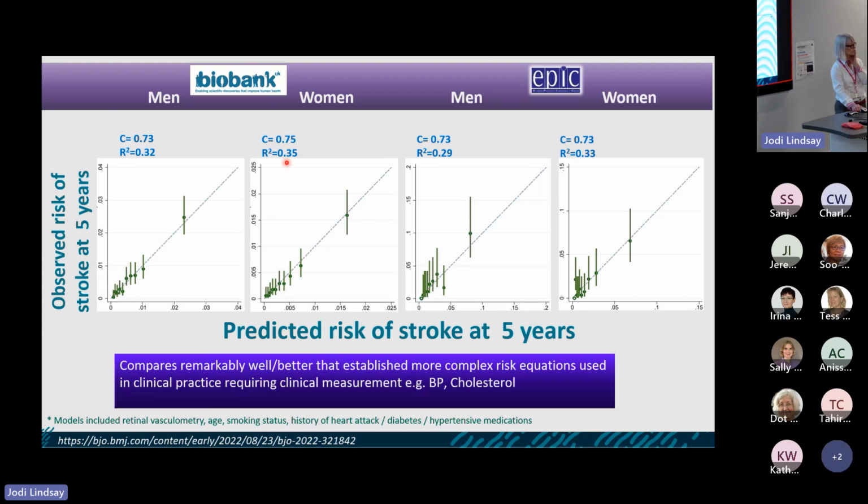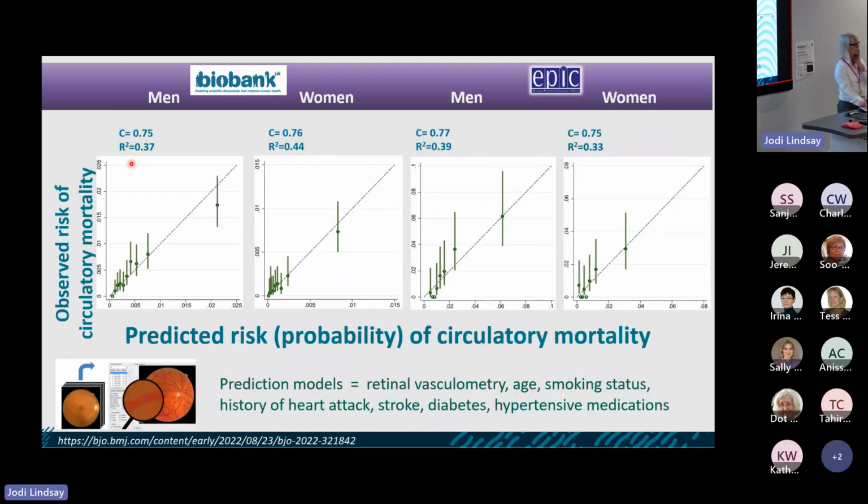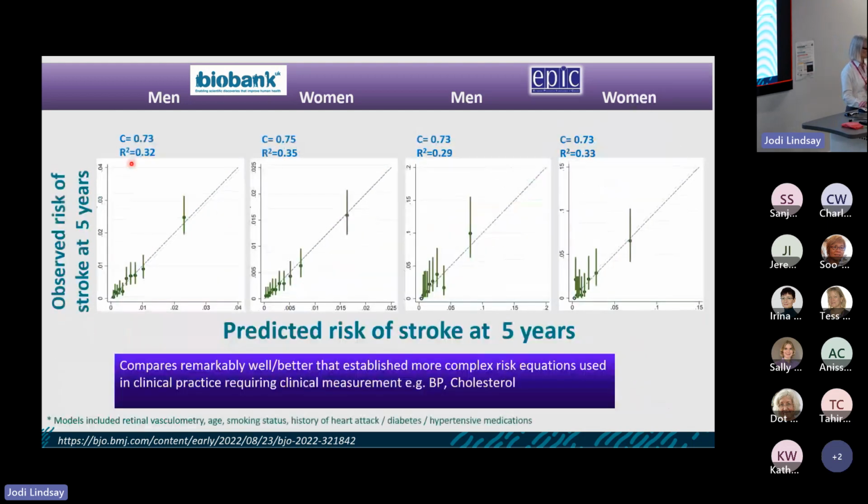And I forgot to say that the R statistics, which are a little bit higher for circulatory mortality, represent the proportion of the variation in mortality rates that's explained by the algorithm. So it's a bit like a linear regression R-squared, but in terms of explaining variations in survival rates. That's how much is explained by the risk score.